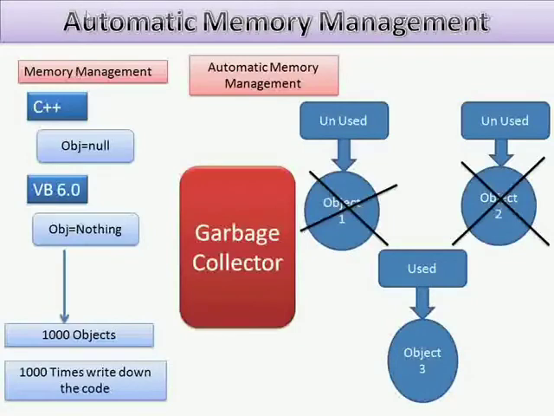The next feature is automatic memory management. Before this, first of all we discuss memory management in C++ and VB 6.0. Suppose I create one object, and after that I will deallocate the memory of that object using obj = null in C++ and obj = nothing in VB 6.0. Now suppose I have 1,000 objects. In this case I have to explicitly write this code, obj = nothing and obj = null, every time.